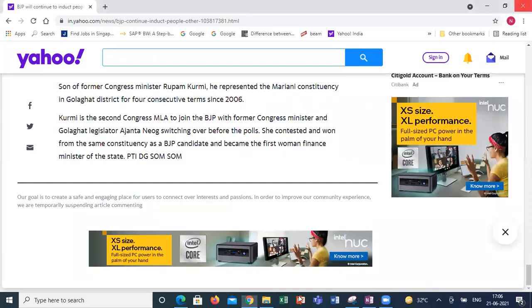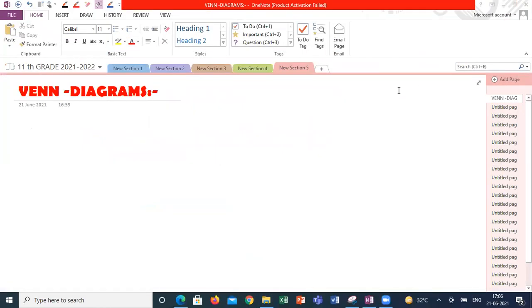Has anything been practiced so far? Because we are entering the last phase of the set operations today, and Venn diagrams. Shall we start the session? Yes, sir. So before going to the Venn diagram, we are going to see the set operations today.